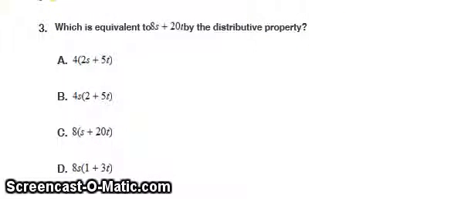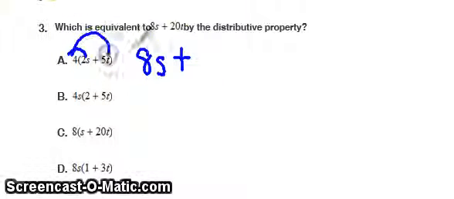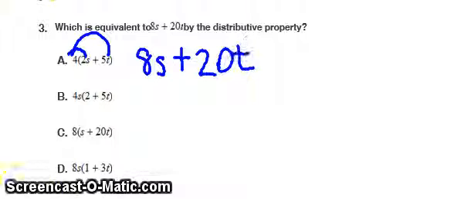For the next question, question 3, says which is equivalent to 8s plus 20t by the distributive property. So what I'm going to do is use the distributive property on each of these answer choices to see which one equals 8s plus 20t. So 4 times 2s is 8s. Got a plus in between. And then 4 times 5t is 20t. Winner, winner, chicken dinner.